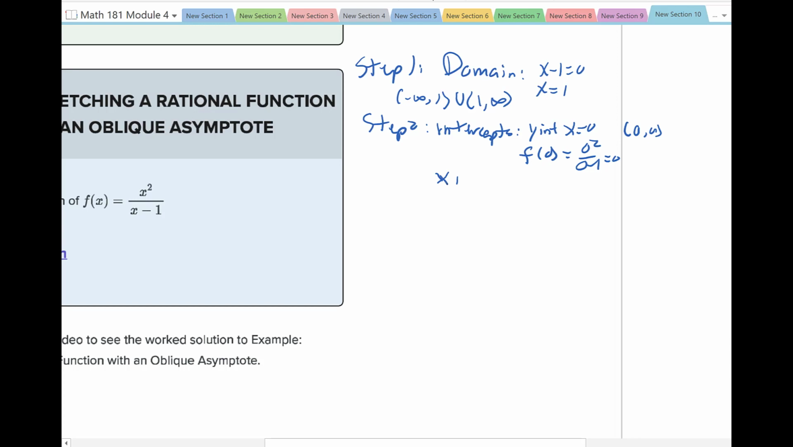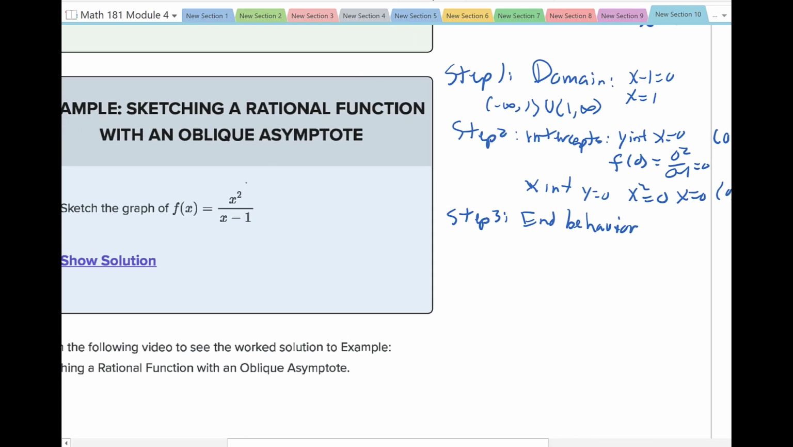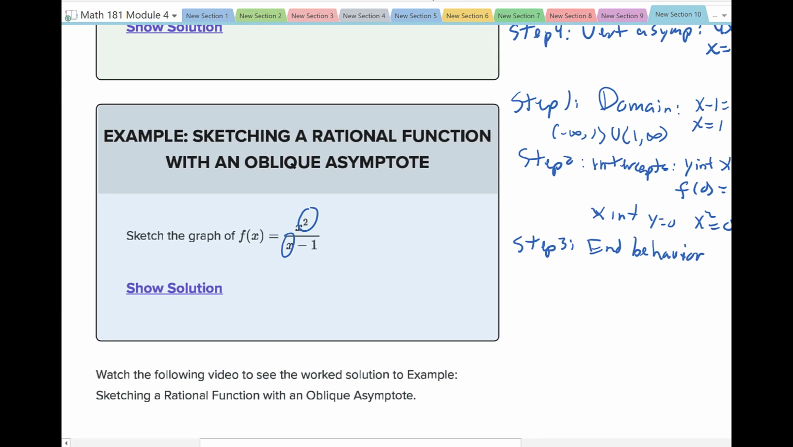And the x-intercept occurs when y is 0. So x squared is 0 whenever x is 0. So again, 0, 0. That's our only intercept for this one. Step 3, end behavior. And this is where we deal with that oblique asymptote. Since the power on top is more than the power below, so this is an x squared versus a linear, we would divide. So let's do the division here.